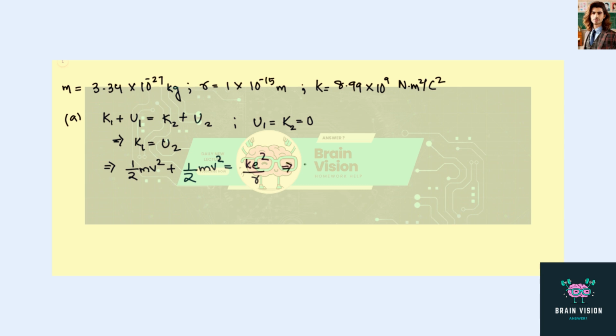This gives velocity to be equal to e times root of k over mr. So m is given to be this value, and e is the charge of the electron. So we are just taking the magnitude here. And this gives the magnitude of velocity to be 8.3 times 10 to the power 6 meters per second.